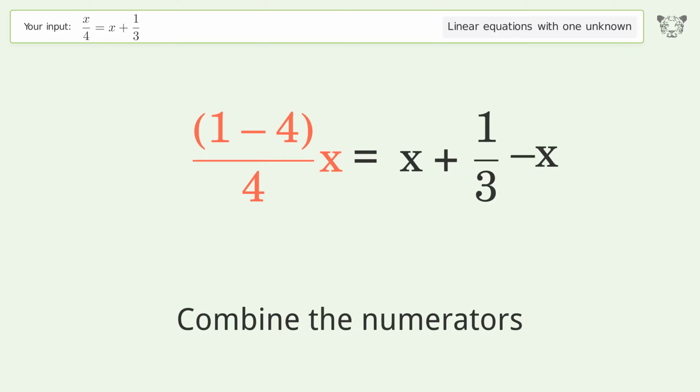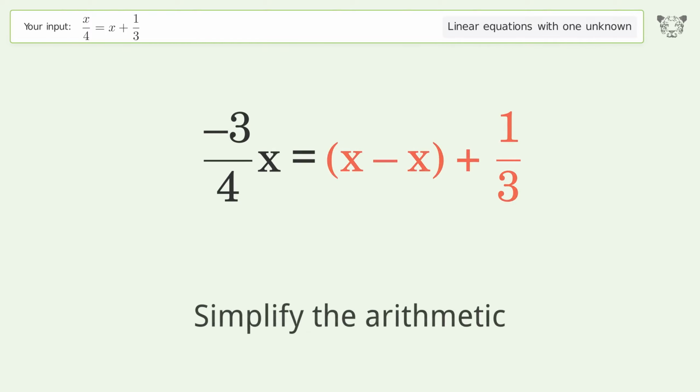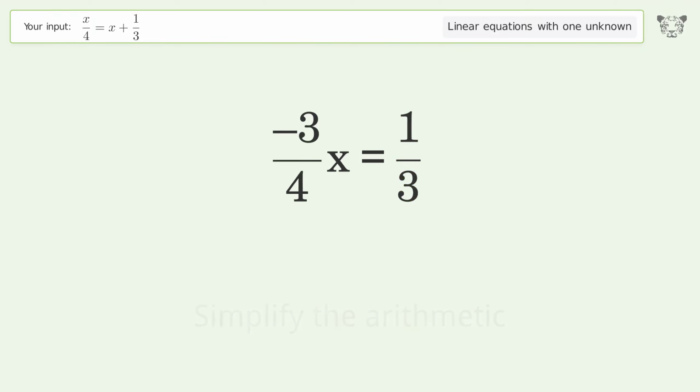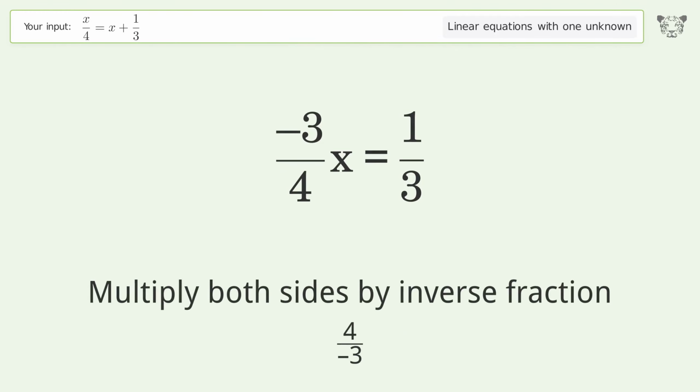Combine the numerators. Group like terms. Simplify the arithmetic. Isolate the x. Multiply both sides by inverse fraction 4/3.